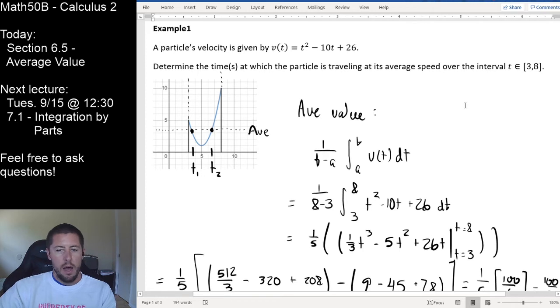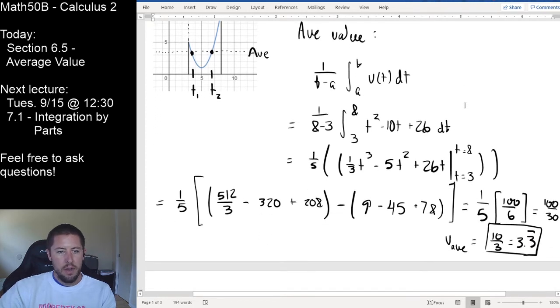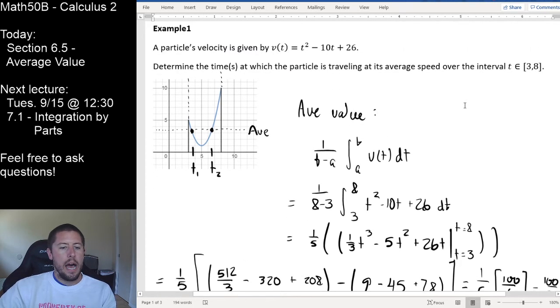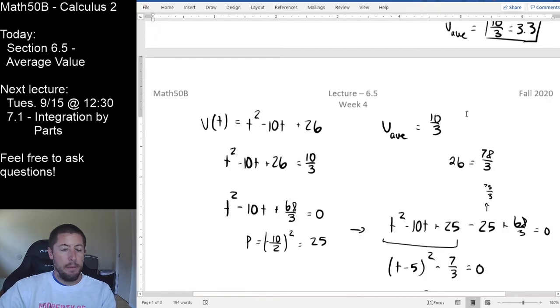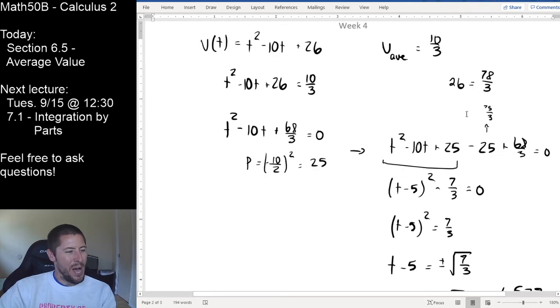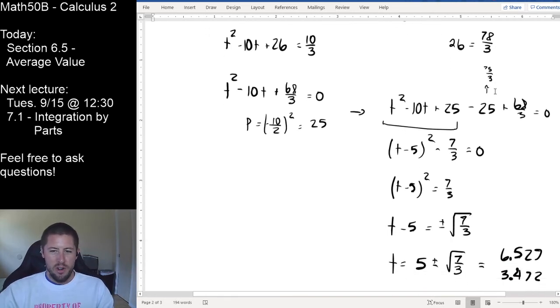So in this one, we need to first compute the average value, then determine at what times we were traveling at the average speed. And we did that by just doing a little bit of algebra right here. So hopefully you recognize your algebra right here. And if not, I have full confidence that you are going to go back and remind yourselves about either completing the square or using the quadratic formula to come up with these guys right here. Right? So there's my example one.